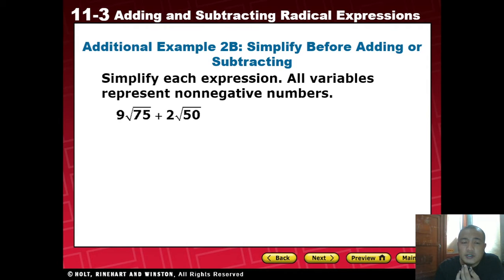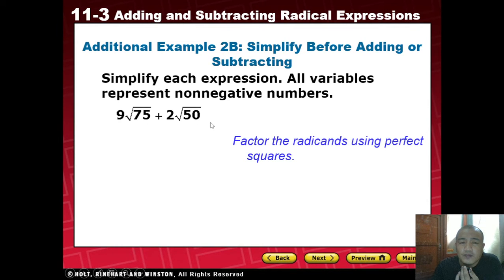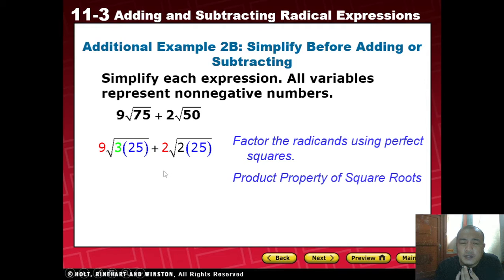So it seems that they are unlike radicals, but let's try to factor. 75 is 25 times 3, and 50 is 25 times 2. And by the product property of square roots, we have here 9 times square root of 3 times square root of 25 plus 2 times square root of 2 times square root of 25.